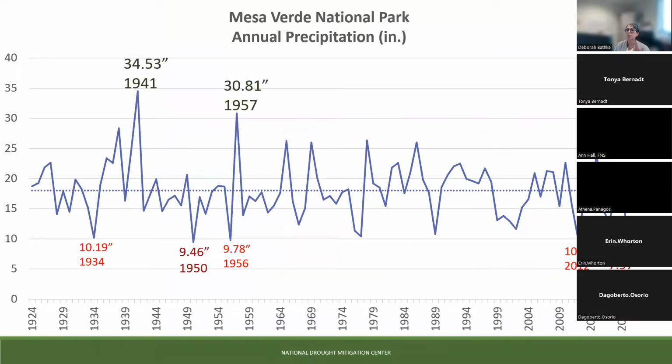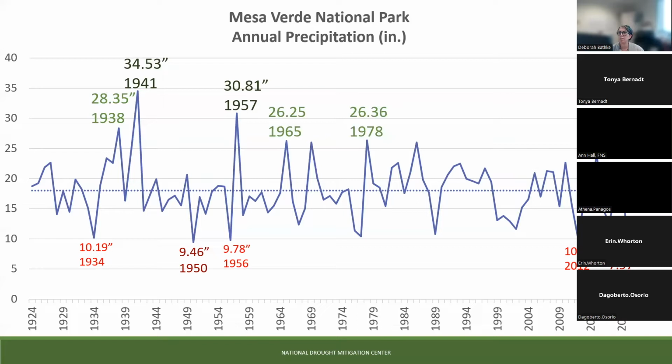So to determine percentiles, we start with a data time series. In this case, I'm showing annual precipitation, and for whatever length of period we have. For this example, I'm showing about 100 years because that makes it easier to talk about percentiles. If we look at this data set, we can see that rainfall's variable. It ranges from, let's see, the lowest ever was 7.97 in 2020. The highest was 34.53 inches in 1941.